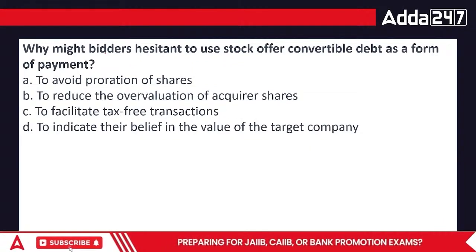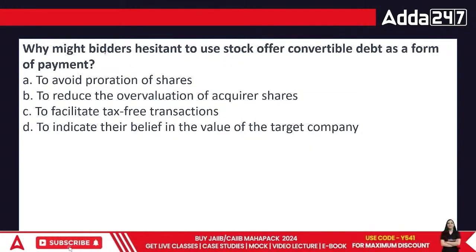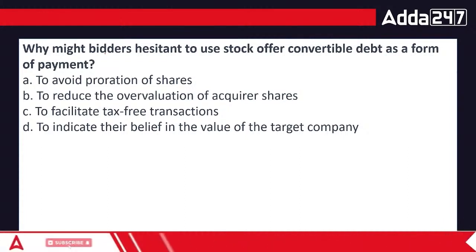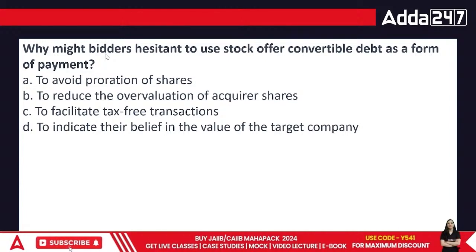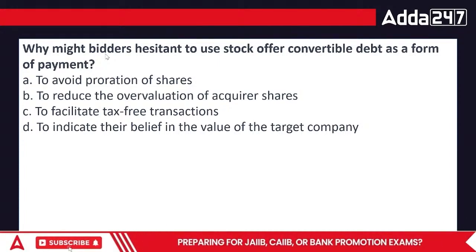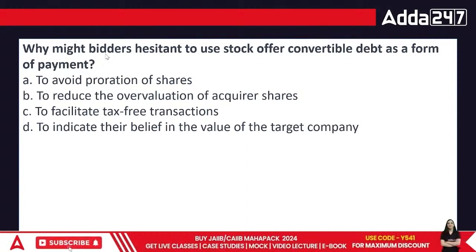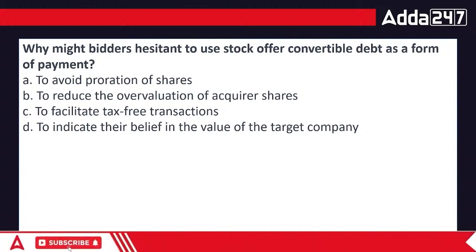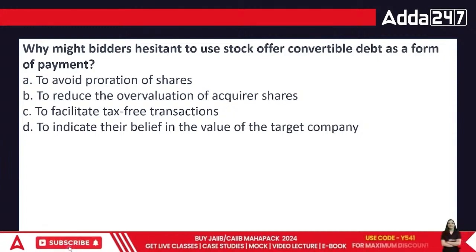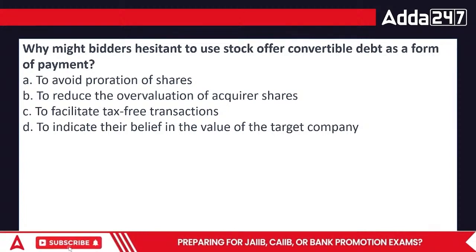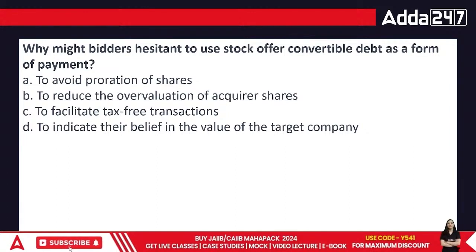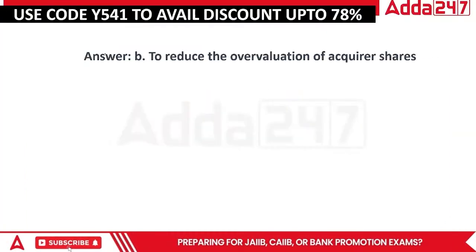Why might bidders hesitate to use stock over offer convertible debt as a form of payment? To avoid proration of shares, to reduce the overvaluation of acquirer shares, to facilitate tax-free transactions, or to indicate their belief in the nature of the target company. We are always doing this scenario so that we can actually reduce the overvaluation of the acquirer shares. Because if there is an overvaluation, the chances are high that later on the organization might be facing backlash from the market itself, right? So in this case, the answer will be D. Done.